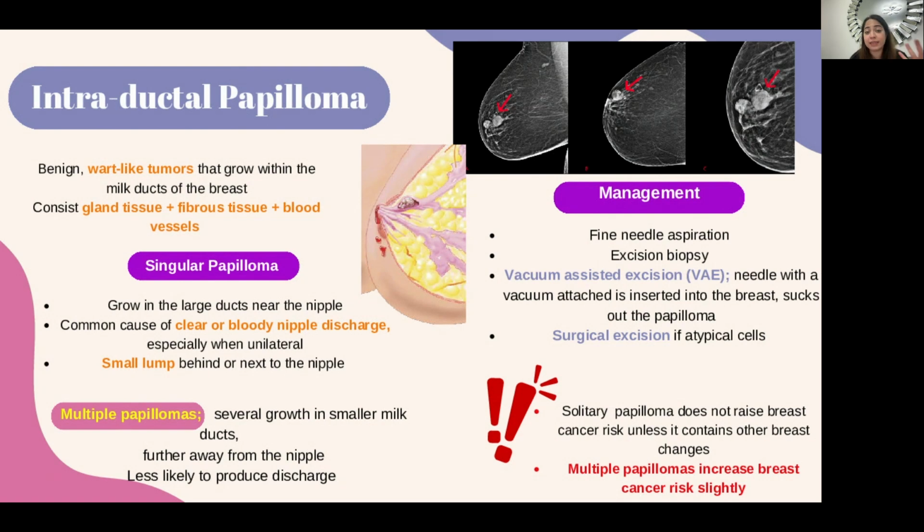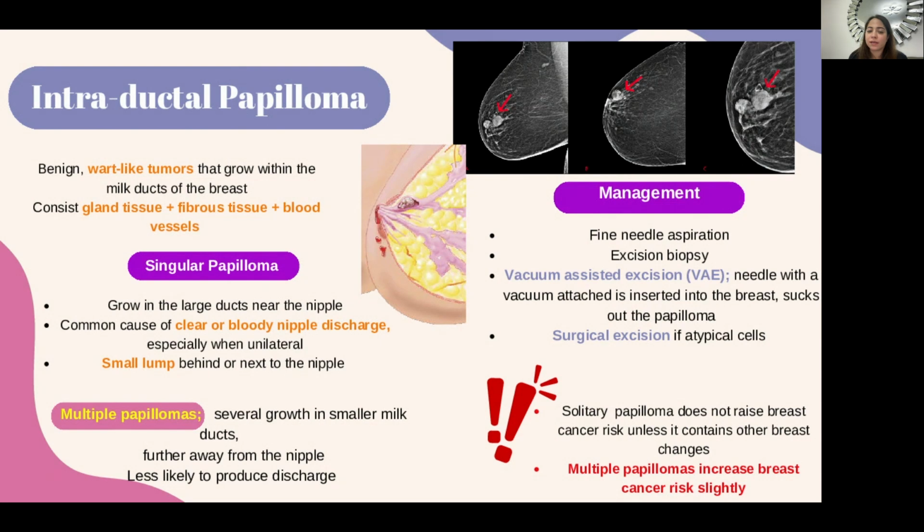So again, these aren't fluctuant or soft like the other ones that we mentioned initially. So that's what really makes them differ. And with the other presentations we've had so far, we've not had any discharge from the nipple. So the clear or bloody discharge is something that could point you towards intraductal papillomas.